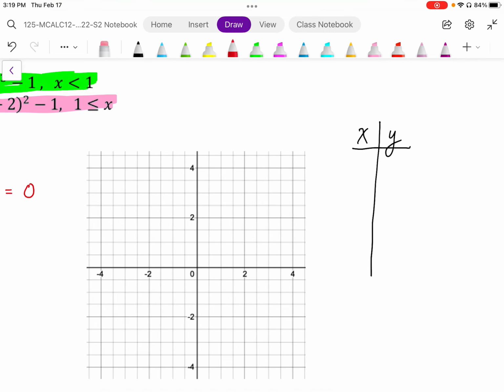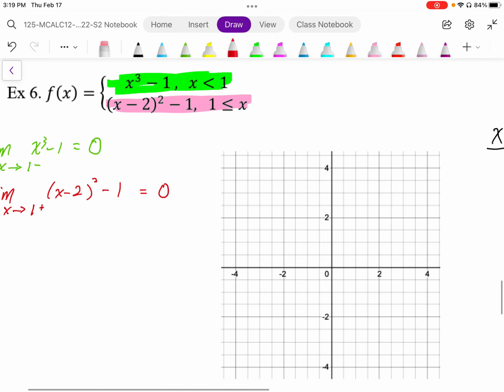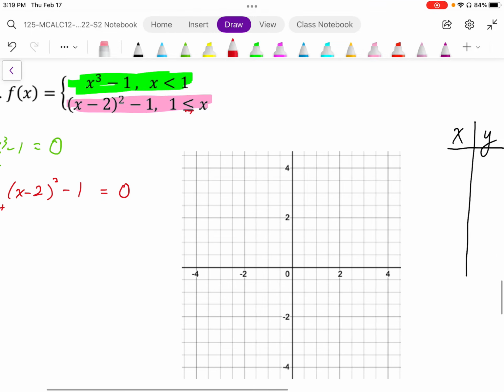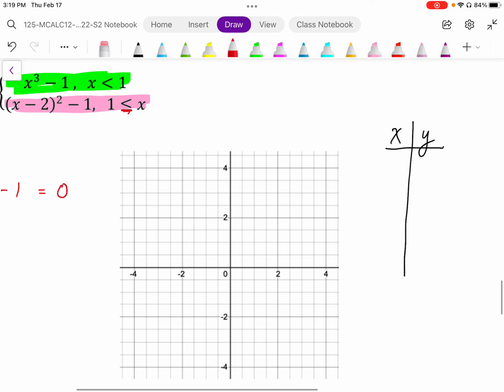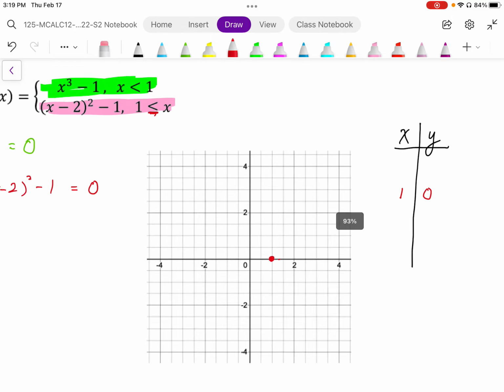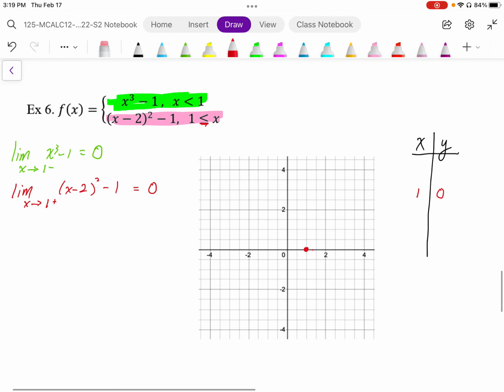So it's defined from the right hand side. The actual equals is on this part. So I'm just going to write this as x is 1, y is 0. That's going to be one point on the graph. In fact, that is the point where the two graphs meet. So we can say, based on these two limits, that it is continuous.